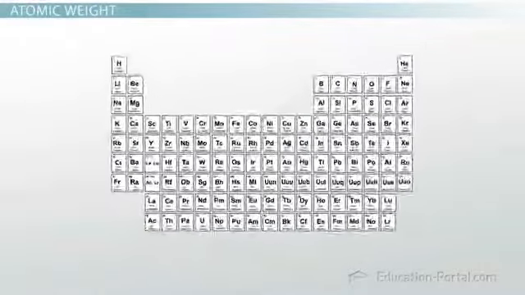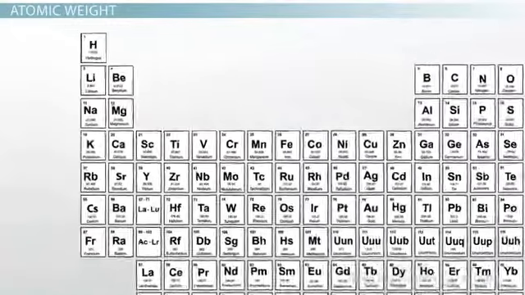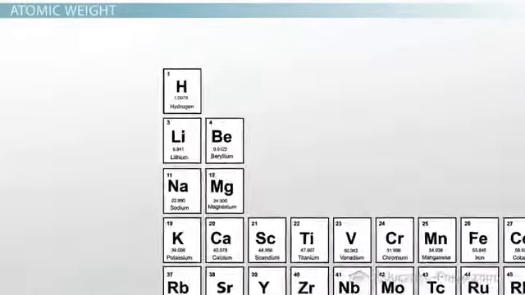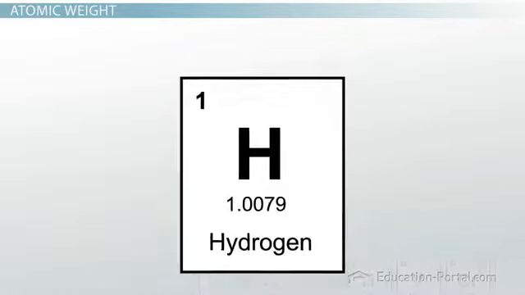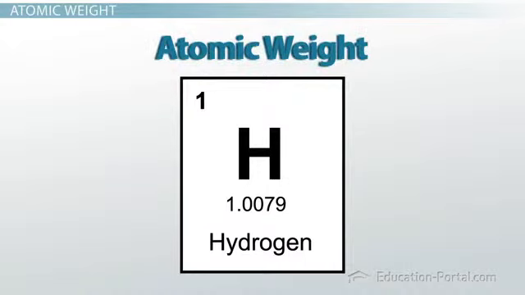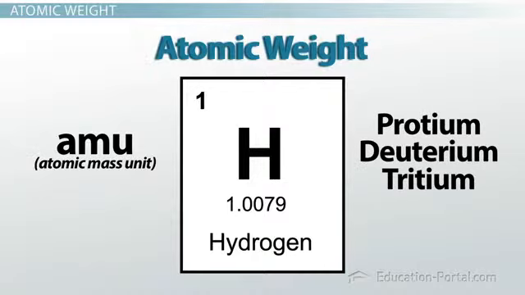Now I'd like to focus your attention on the periodic table. More specifically, the hydrogen block at the top left corner. See that little number below the chemical symbol? That is called the average atomic mass, or the atomic weight. Remember, the units for atomic mass are AMU, or atomic mass units. So which isotope's mass are we seeing? Protium, deuterium, or tritium? The answer is all of them.